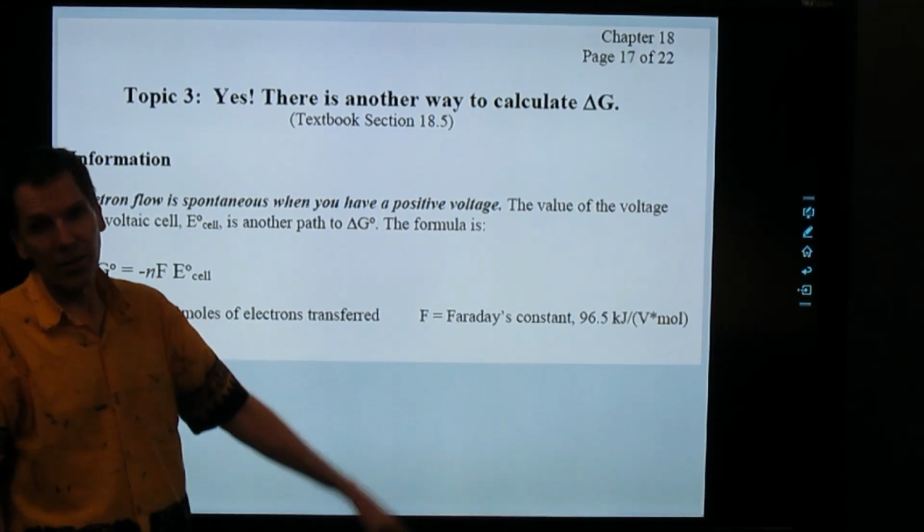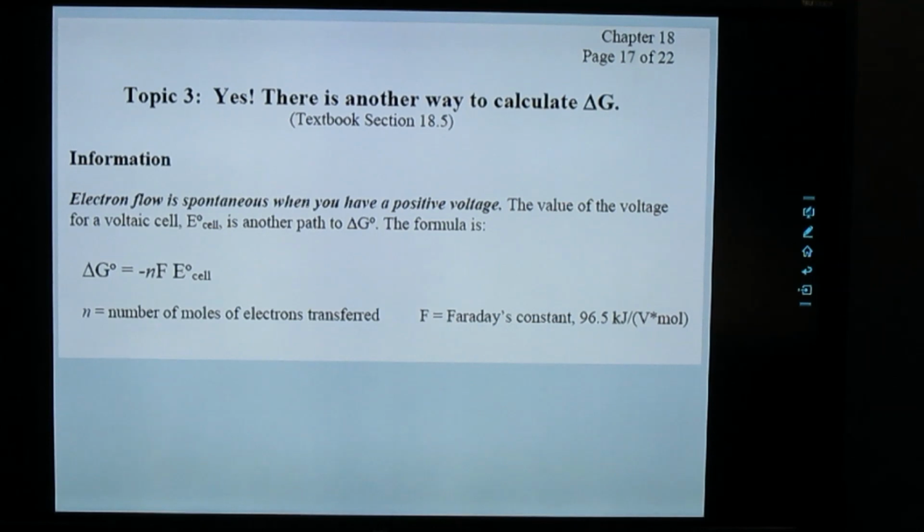F is a constant named in honor of Faraday, and that'll be given to you, of course. It's 96.5 kilojoules per volt mole.